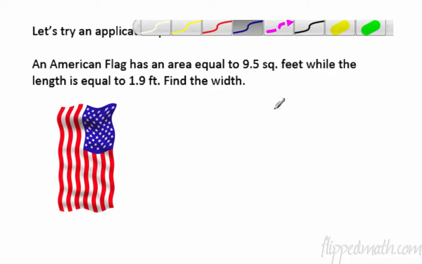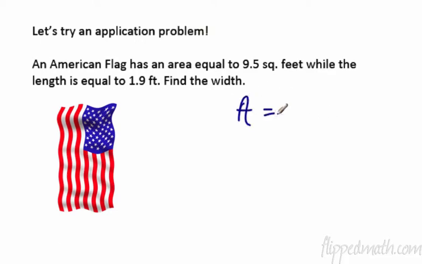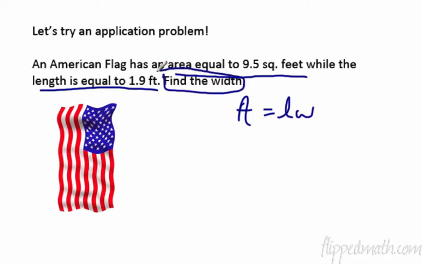Well, we know for a rectangle, the area equals length times width. All right, so we're going to set up. Let's mark our keywords here. So the area is equal to 9.5 square feet. The length is equal to 1.9 feet. And the question that they want us to solve, find the width. So we know that the width is not known, so that's going to stay a W. There's a little clue right there. The length is 1.9, and they give us the area is 9.5.